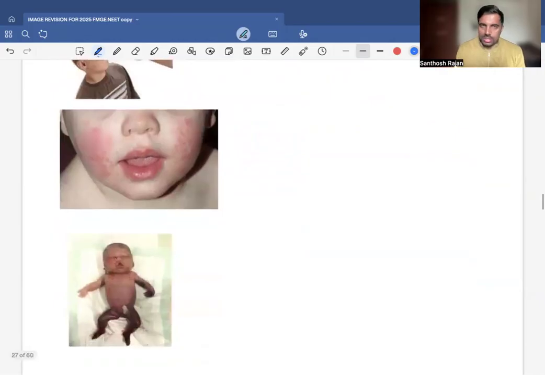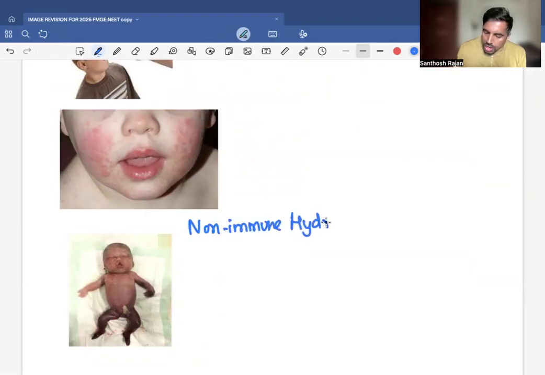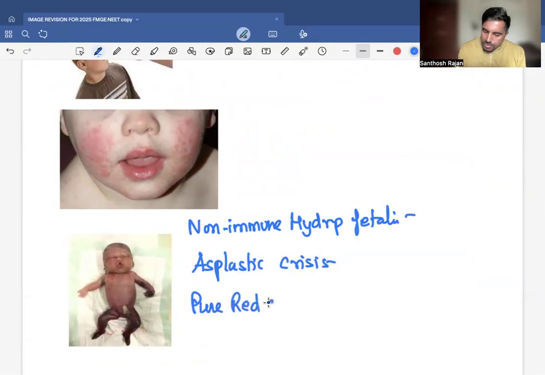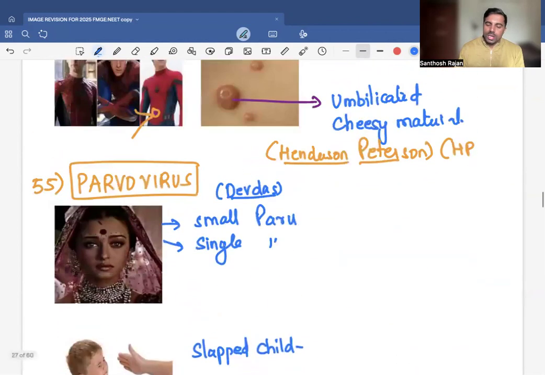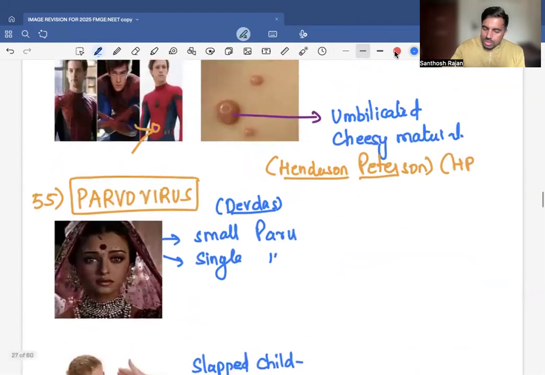As this punishment, her child is getting non-immune hydrops fetalis, plus sometimes aplastic crisis, and sometimes pure red cell aplasia. All are questions. Okay, every word in parvovirus is important. That's what I'm stressing here.